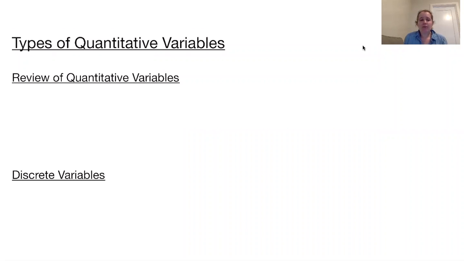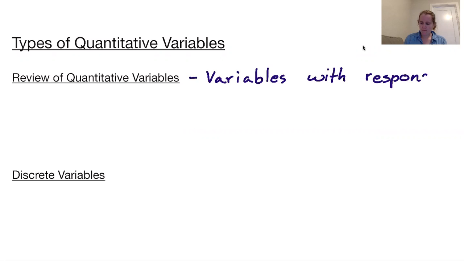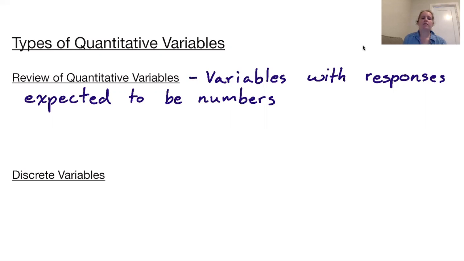Welcome to types of quantitative variables. Just a quick reminder, quantitative variables are variables whose responses are expected to be numbers. These typically come from either a count or a measurement.